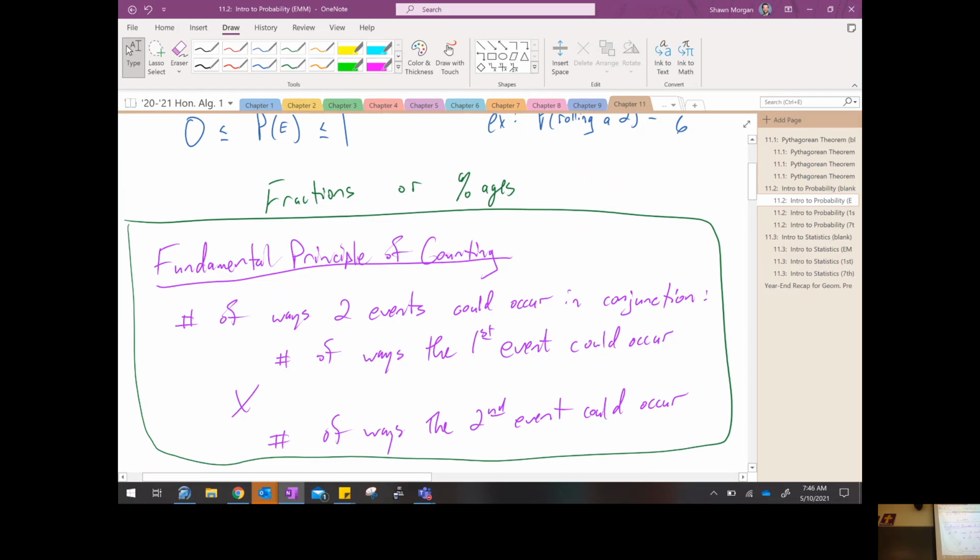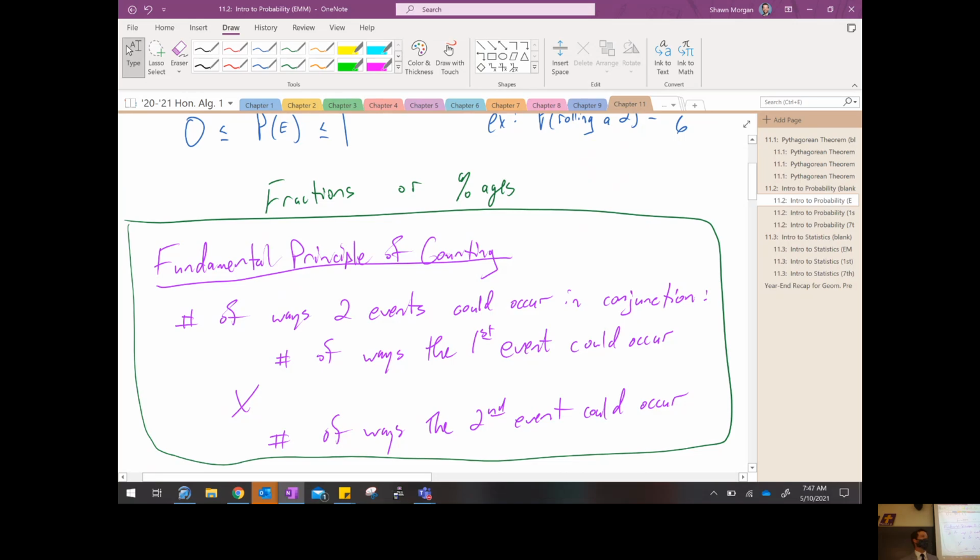If you want to count the number of ways that a couple of things could both occur at the same time. So maybe I've got a six-sided die, and I got a fair two-sided coin to flip, okay? And I want to count the number of ways that maybe I land on heads and I land on a 4, okay? The number of ways that two events could occur conjoined at the same time is the number of ways the first event could occur times the number of ways the second event could occur.